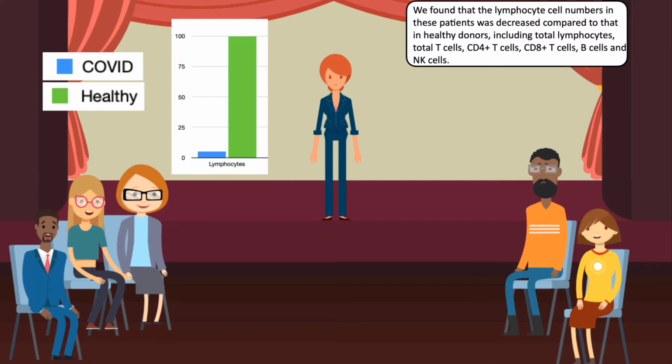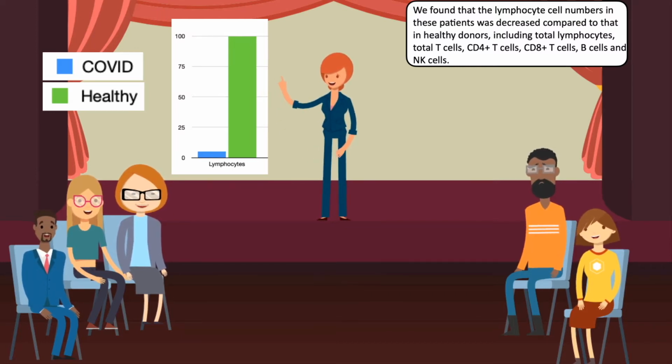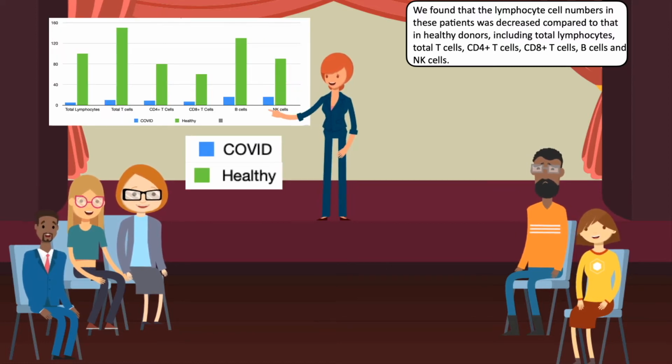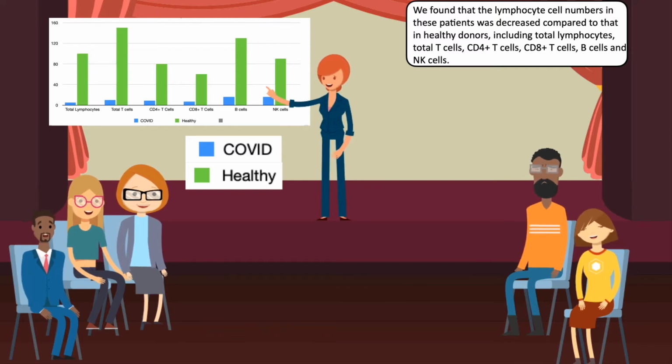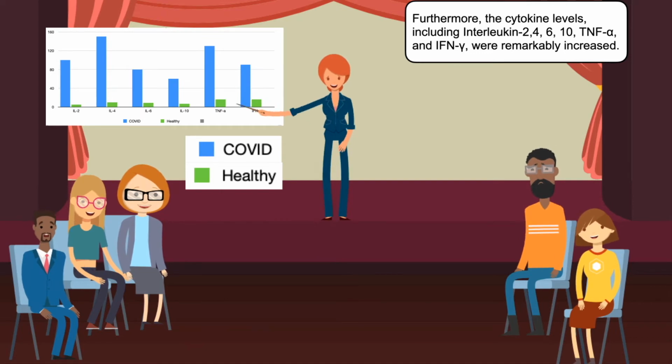We found that the lymphocyte cell numbers in these patients was decreased compared to that in healthy donors, including total lymphocytes, total T cells, CD4 positive T cells, CD8 positive T cells, B cells, and NK cells. Furthermore, the cytokine levels, including interleukin 2, 4, 6, 10, TNF-alpha, and interferon-gamma, were remarkably increased.